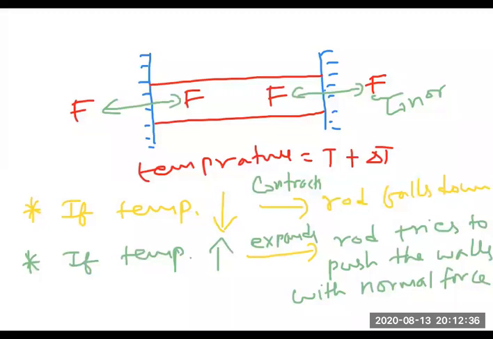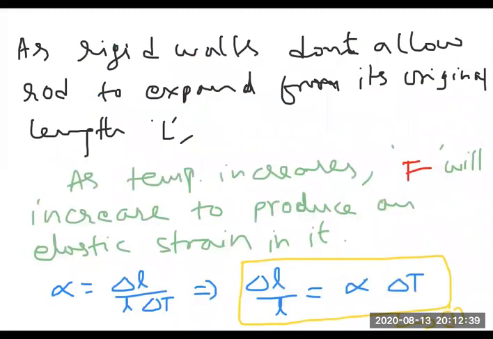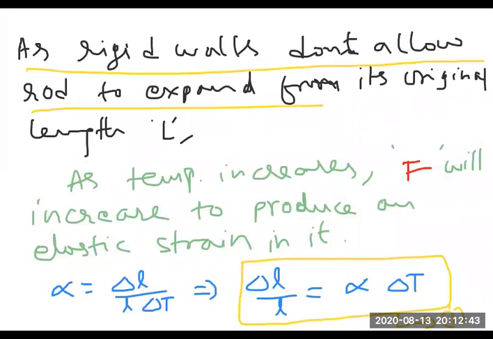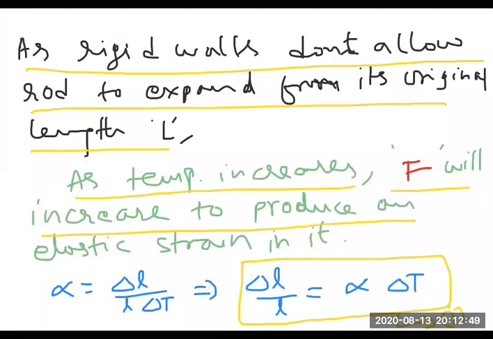Fine. So now, as rigid walls don't allow the rod to expand from its original length, what is happening here? As temperature increases, F will increase to produce an elastic strain. So F will be the force. We are increasing temperature, and the force increases to have elastic strain.